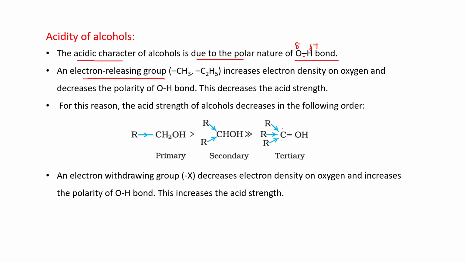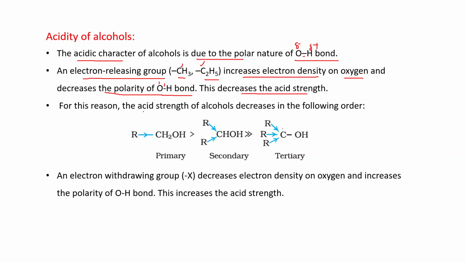An electron releasing group like alkyl groups, methyl, ethyl, that is, groups showing positive inductive effect, increases electron density on oxygen and decreases the polarity of the O-H bond. We can say the presence of these groups increases the electron density on this oxygen. That's why its negative charge becomes less, and it has less tendency to attract this bonded pair of electrons towards itself. This results in a decrease in polarity. When polarity decreases, this decreases the acid strength.